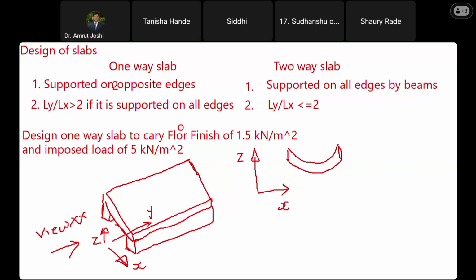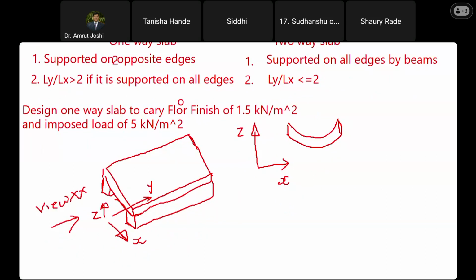Are you with me? Yes, sir. Okay. Now, as it bends only in this direction, therefore we call this a one-way slab. Now, let us do the load calculation. So, how do we design a slab? We design a slab as a beam of 1 meter length. So, this entire slab, we will divide into pieces of 1 meter.